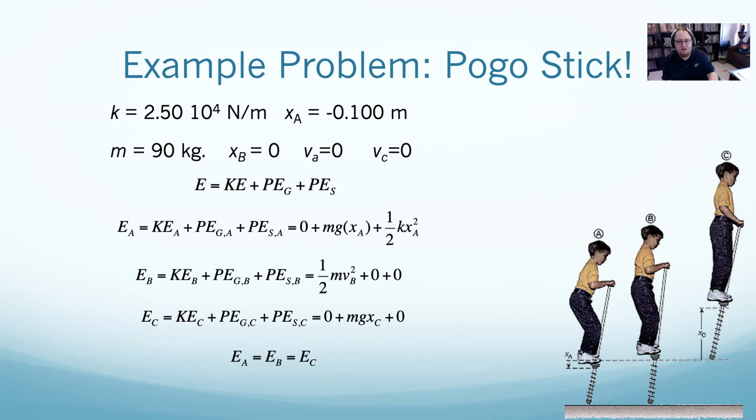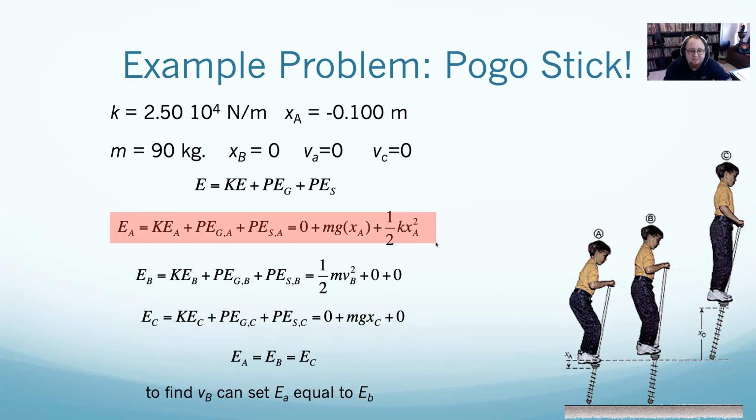So, I wanted to find two things: my velocity at B and my height at C. Let's start with the velocity at B. What I can do is look at these equations and say, what do I know, what do I not know? I know everything in A. In B, I don't know the velocity at B. And in C, I don't know my height at C.